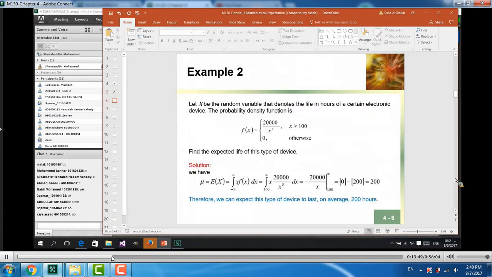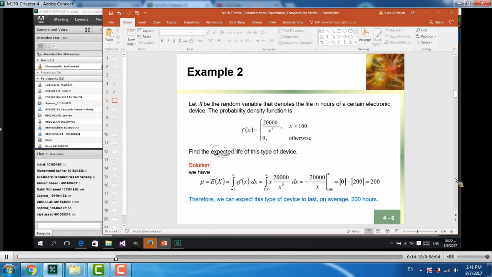So the next example is an example of a continuous random variable. As you can see, in the continuous random variable, they directly give you the formula. The formula is given by f(x) equals 20,000 over x cubed, for x greater than or equal to 100, and 0 otherwise. Find the expected life of this type of device. Notice that sometimes they say find the mean, sometimes find the average, and sometimes they just say find the expected life.